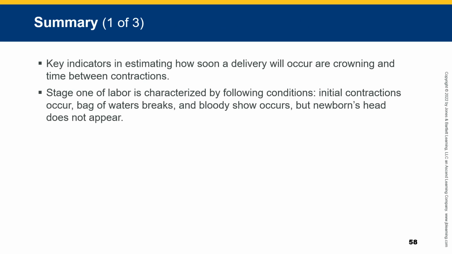So let's summarize what we covered in this chapter. This chapter presented skills and knowledge you need to assist in the birth of a newborn. The key indicators when estimating how soon a delivery will occur are crowning and time between contractions. By assessing these two factors, you can determine whether a woman should be transported or whether the birth will occur outside the hospital. Normal labor consists of 3 distinct stages, which are as follows. Stage 1, which is characterized by the following conditions. Initial contractions occur, bag of waters breaks, and bloody show occurs, but the newborn's head does not appear.